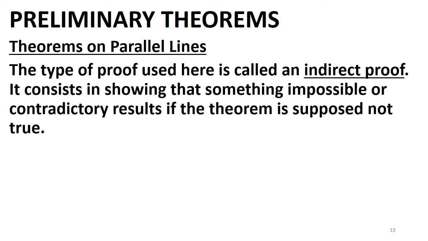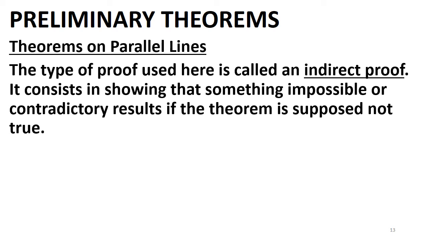Yung ginawa natin kanina, ang tawag natin doon is indirect proof. It consists in showing that something impossible or contradictory results if the theorem is supposed not true. So, ang ginawa natin is dahil gusto nating ma-prove na parallel yung dalawang lines given na equal ang interior angles, instead of proving na parallel sila, prove natin na imposible silang maging hindi parallel. Nagets nyo? Kaya siya indirect. So, imbis na i-prove mo na parallel sila, i-prove mo na hindi pwedeng maging hindi parallel. Parang double negation.